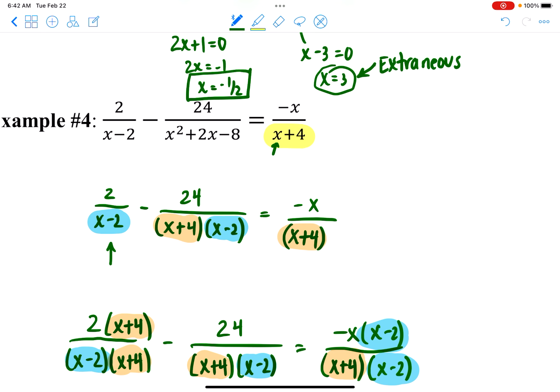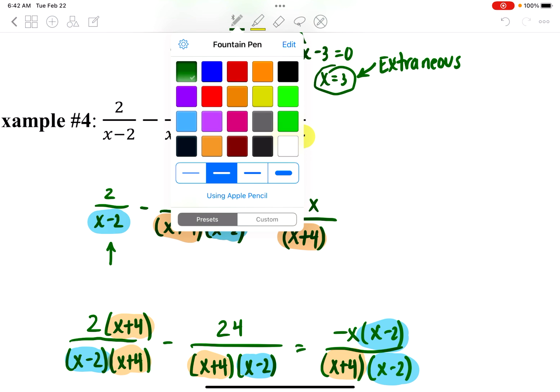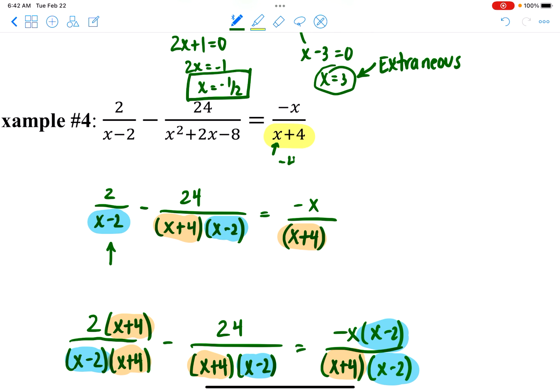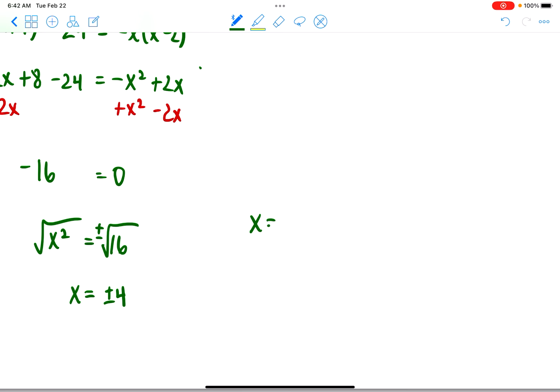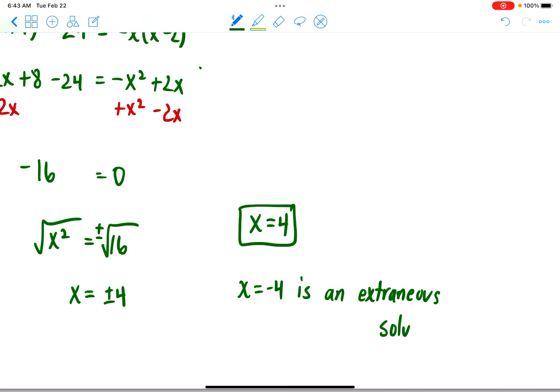So what you're looking for on these specific problems is any number that when you plug them in on the bottom, you're going to get a 0 on the denominator, on the bottom part, okay? So if we try to plug in negative 4, you're going to get negative 4 plus 4 on the bottom there. That's going to give you 0. And you can't divide by 0. It is undefined. So we're going to say x equals 4 is our solution. We're going to say x equals negative 4 is an extraneous solution. All right. That's how you solve rational equations.